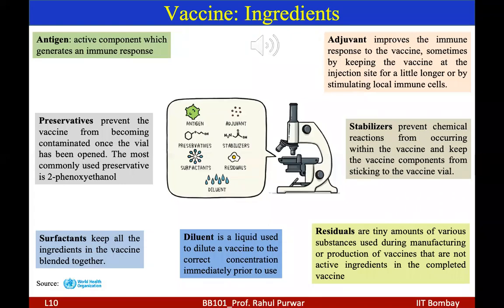Adjuvant helps the vaccine's antigen to improve the immune responses. Then you have stabilizers. So except for the antigen, all other components are either to stabilize or preserve the protein for a longer shelf life. And adjuvant here means that it acts as an improver of the immune response in the vaccine.